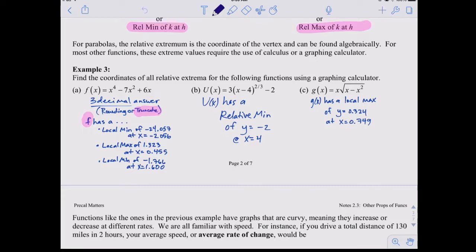We graphed it, and then we went to the second trace, which is the calculate menu. Max, min are the options. You do left bound, right bound, and then you can use the right bound for your guess. So as you're practicing on the homework, if you need to borrow a calculator, come let me know, or come in the morning and you can borrow one.